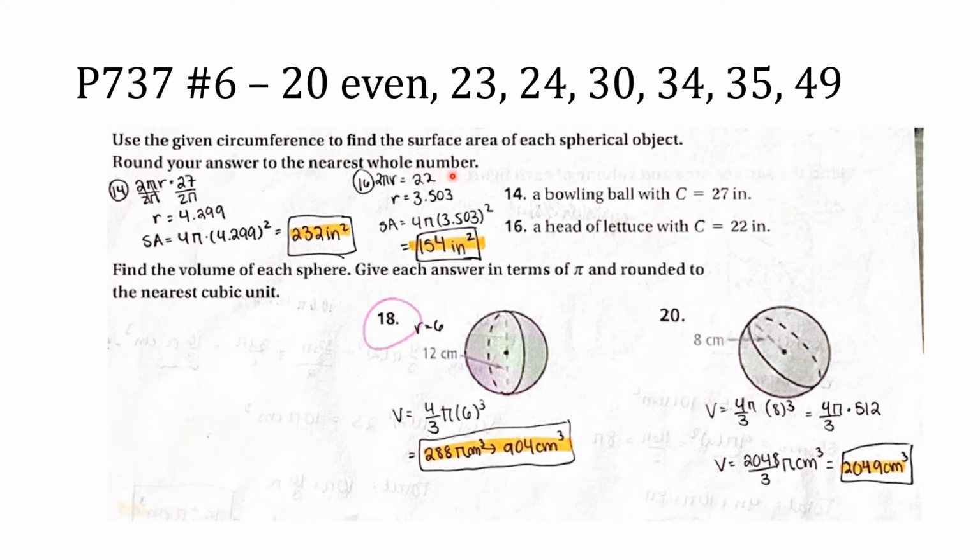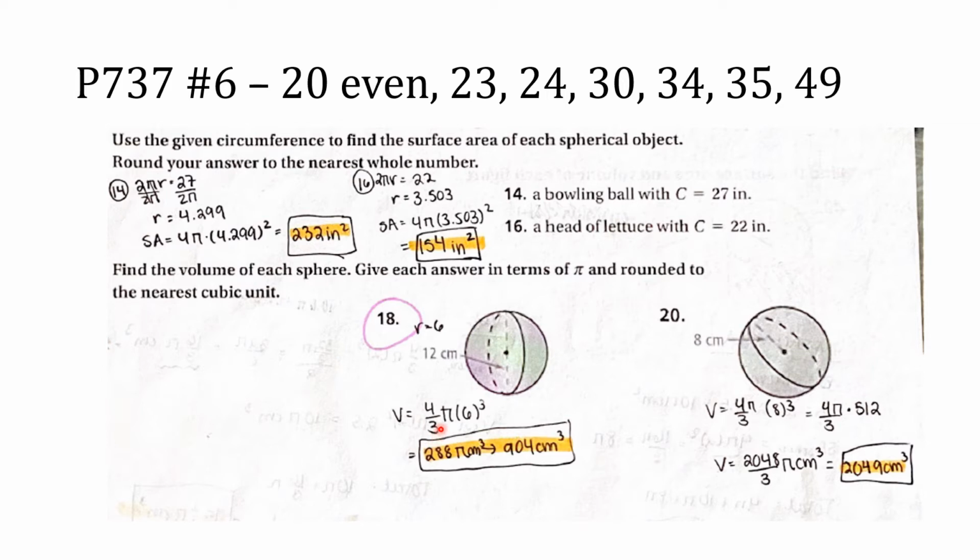And remember, we're saying to the nearest whole number. In 18 and 20, we're trying to find the volume of each sphere. And then it does say to give each answer in terms of pi and rounded to the nearest cubic unit. So I'll take either answer that you have. For number 18, it gave us a diameter of 12 centimeters, which means our radius is 6.